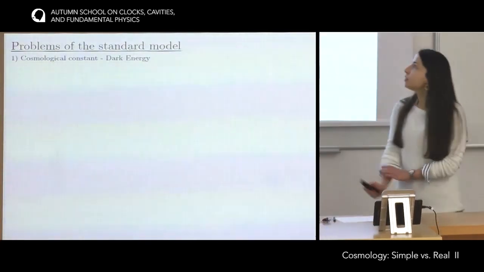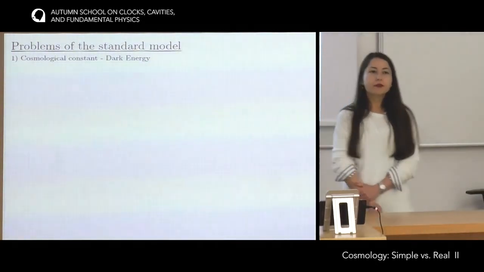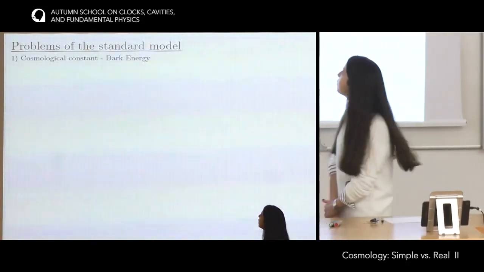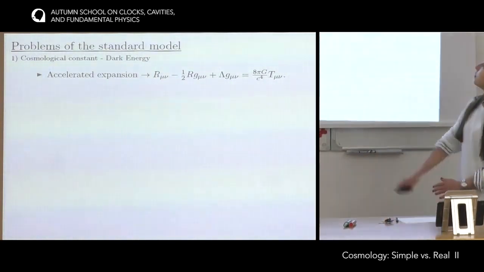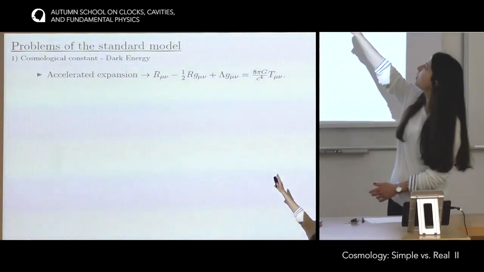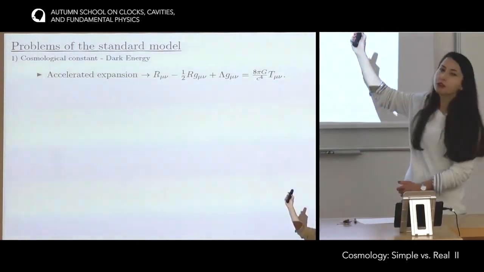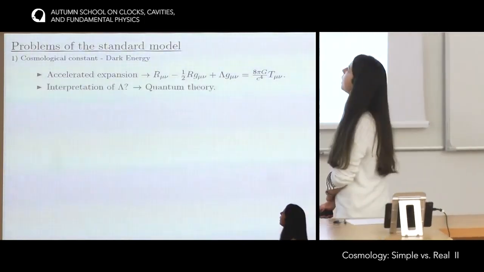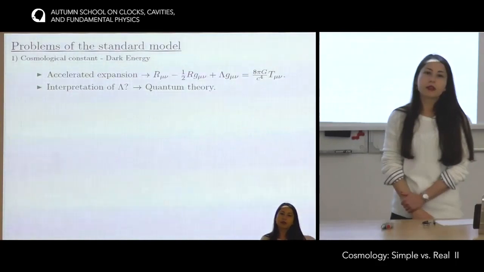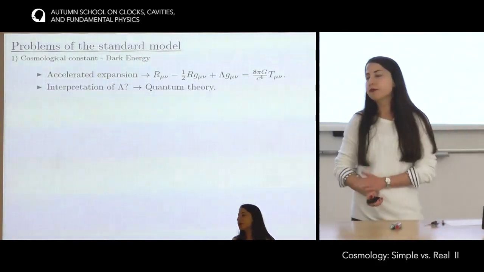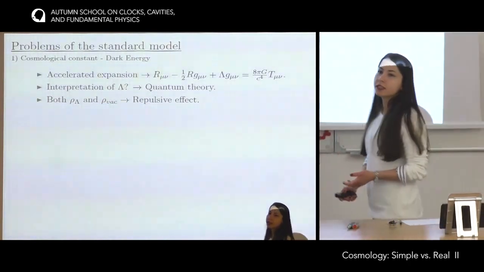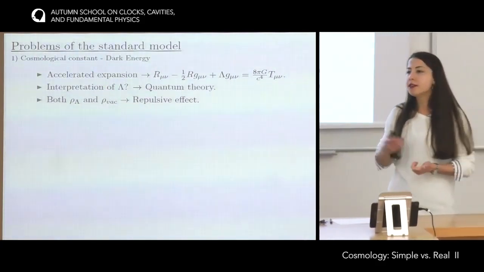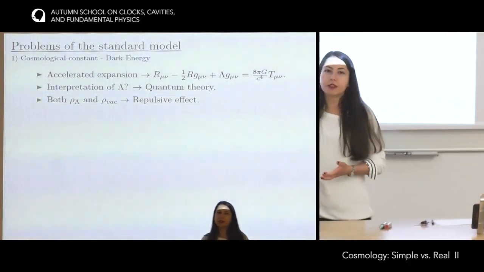So now I'll start with some problems of the standard model, and the first one will be about dark energy, which we also call the cosmological constant in Einstein field equations. As you remember, we modified the Einstein field equations by introducing a scalar field to mimic this accelerated expansion of the universe. And the interpretation of this lambda initially came from the quantum theory, because the physical effect of this cosmological constant and of the vacuum energy is repulsive in nature.